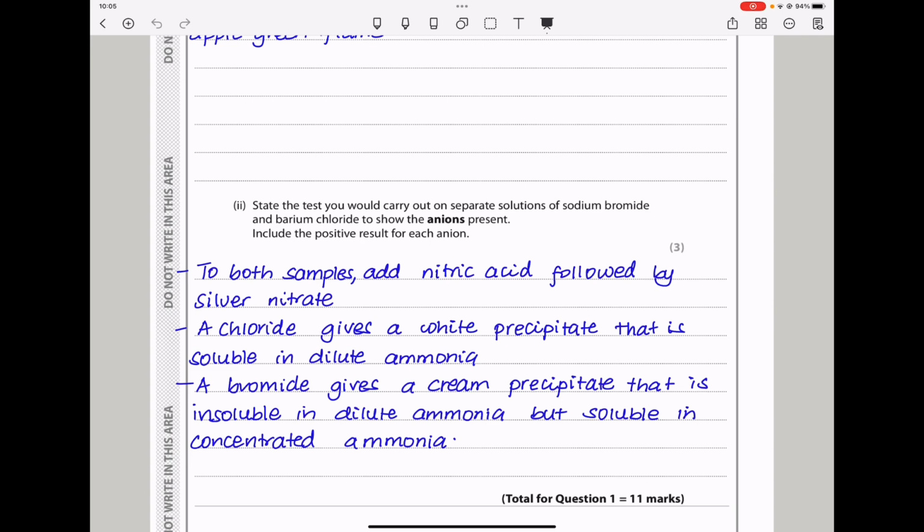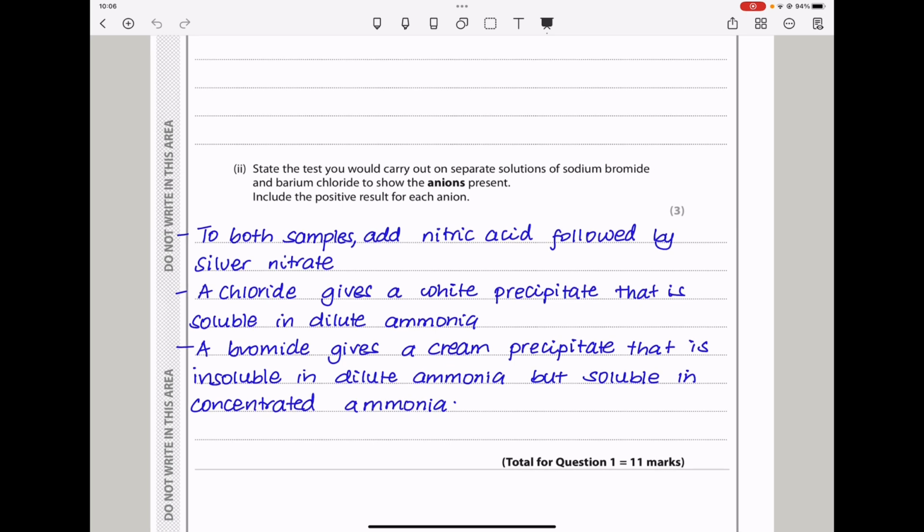So moving on down here, they say, state the test you would carry out on separate solutions of sodium bromide and barium chloride to show the anions present. So here the anions are going to be bromide, or we're going to have a chloride. All we need to do here is to use nitric acid followed by silver nitrate and then observe the color of the precipitate formed. So if it's a chloride, it's going to give a white precipitate, and if it's a bromide, it's going to give a cream precipitate.